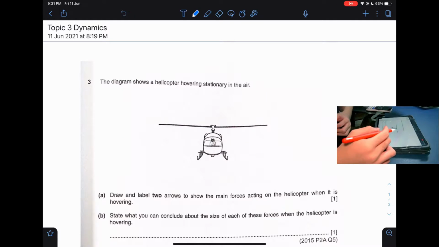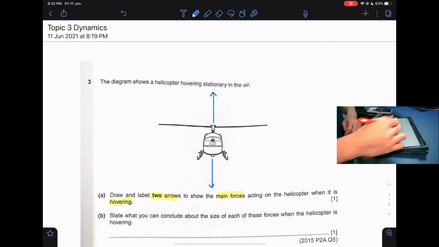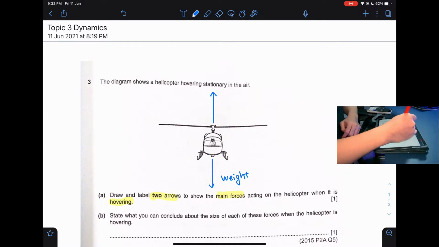For question 3, the diagram below shows a helicopter hovering stationary in the air. For part A, we need to draw and label two arrows to show the main forces acting on the helicopter when it is hovering. So the two arrows we need to draw are upwards and downwards. For a helicopter, it has weight, which acts downwards, and for it to hover, it needs to have lift to enable it to move upwards.